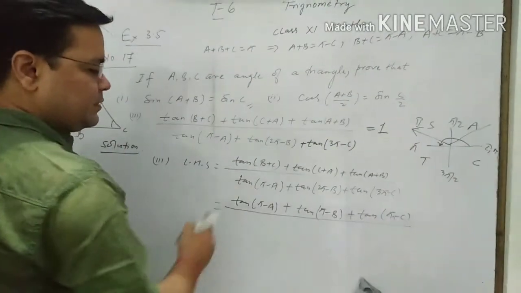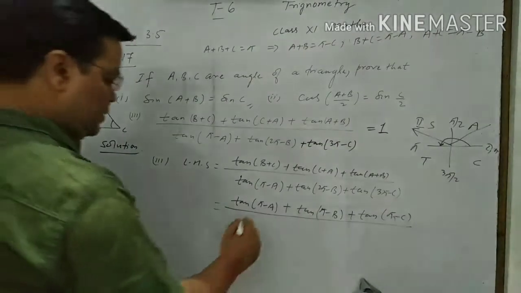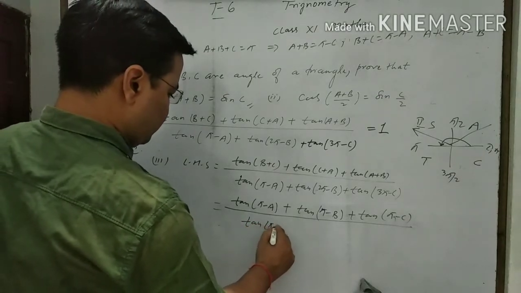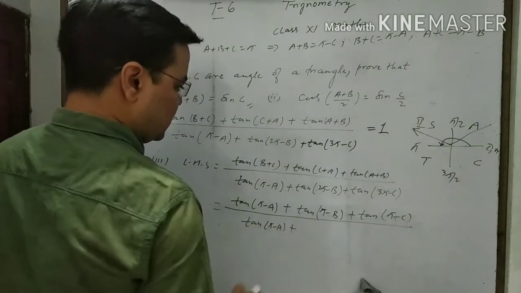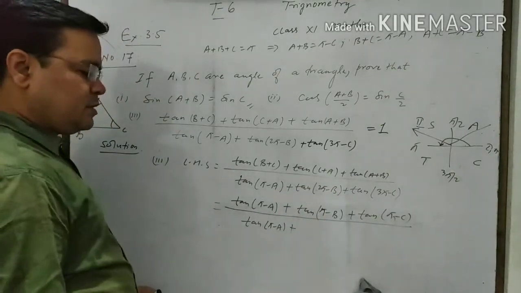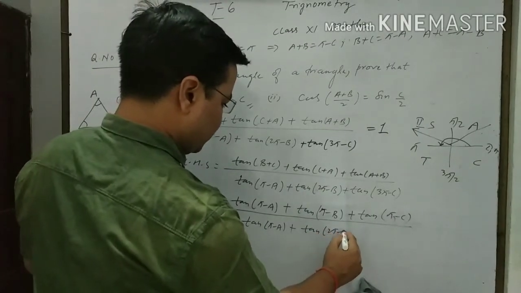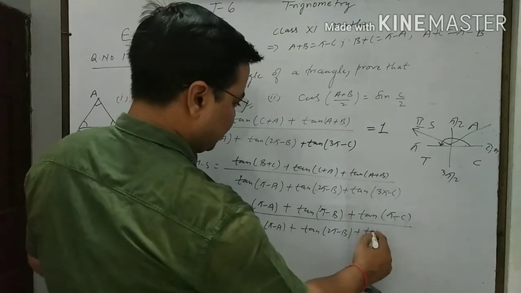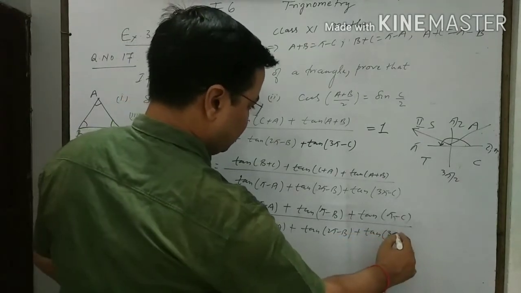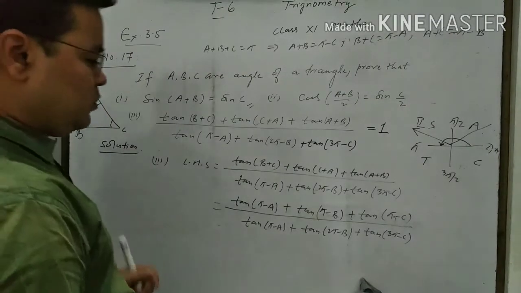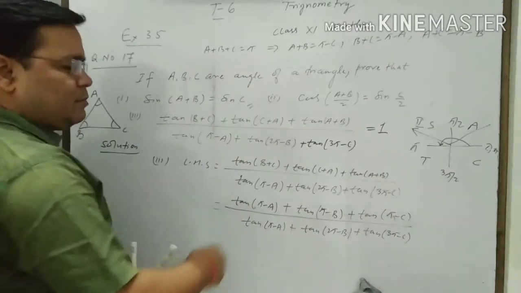Tan(pi minus a) plus tan(2 pi minus b) plus tan(3 pi minus c). Okay. Now let us think, what is the value of tan(pi minus a)?